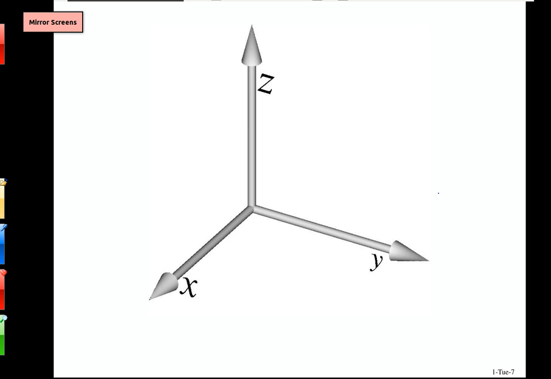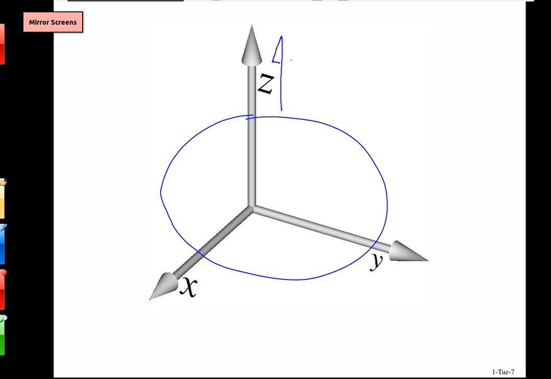And this is going to be typical for the way we work with Earth stuff, for example. So if I draw an Earth in here, then this z-axis is going to be Earth's spin axis.